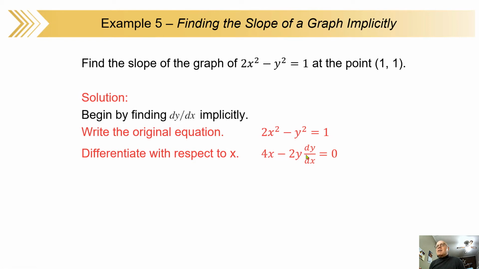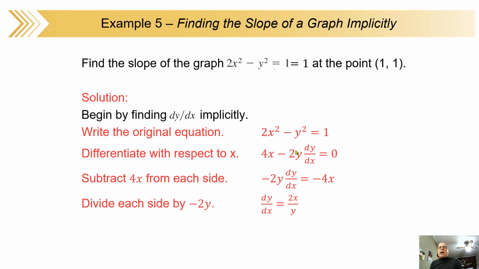What are we going to do next? We're going to get the dy dx term, this one, on the left-hand side all by itself. Subtracting the 4x, there's our equation, minus 2y dy dx equals minus 4x. Divide by negative 2y. There is our slope, dy dx. And that's our slope at any point on that original graph.